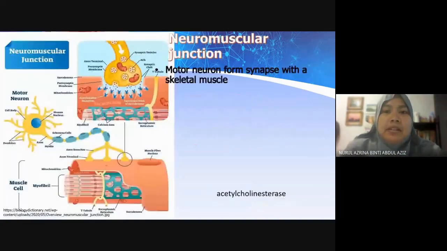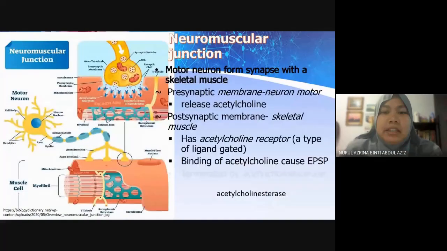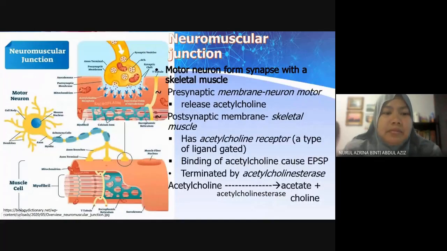Okay, neuromuscular junction. The neuromuscular junction is the junction, or the synapse, of a motor neuron. This is the motor neuron, right? And it forms a synapse with skeletal muscle. So this is the skeletal muscle.